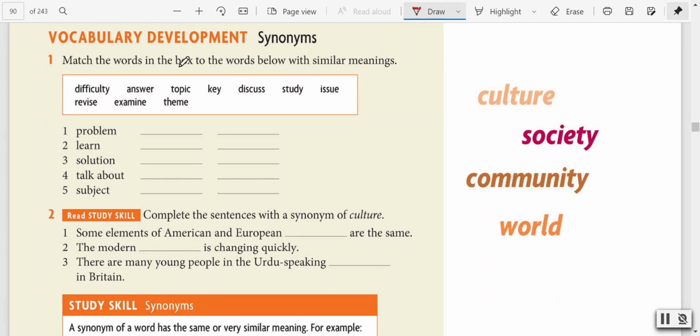Match the words in the box, okay, to the words below with similar meanings. We have difficulty, answer, topic, key, discuss, study, issue, revise, examine, theme. In here we have 5 words, and for each one, 2 of them have the same meaning with these words.